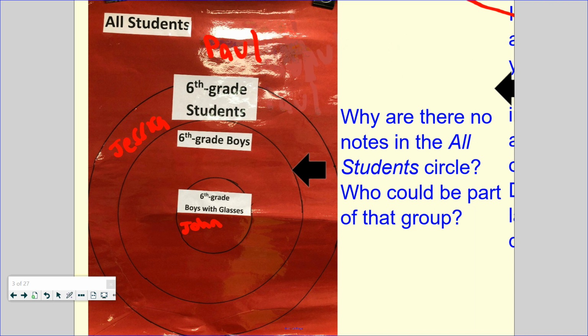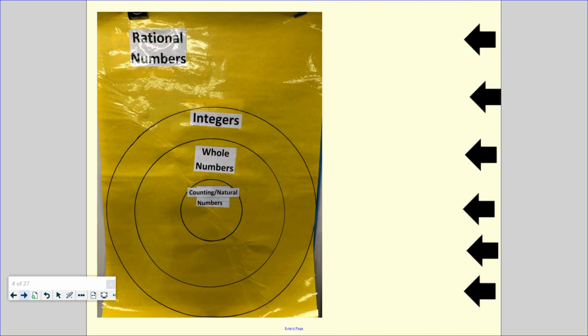But if you are looking at the 35 plus students in my classroom, they'll either be a 6th grade student who's a boy with glasses, or a 6th grade girl who would still be considered a 6th grade student. Even though they are students, the best description of them would be a 6th grade student, a 6th grade boy, or a 6th grade boy with glasses. You have to get the 7th and 8th graders to be up here. So how does this relate to our study of classifying numbers?